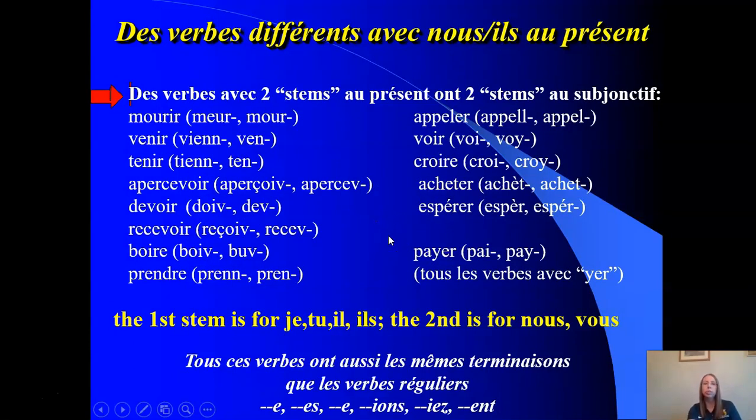Ils ont deux stems au présent, alors deux stems au subjonctif. Donc, le premier stem ici, c'est pour je, tu, il. Le deuxième stem ici, c'est pour nous et vous. They also have the same endings, les mêmes terminaisons que les verbes réguliers.